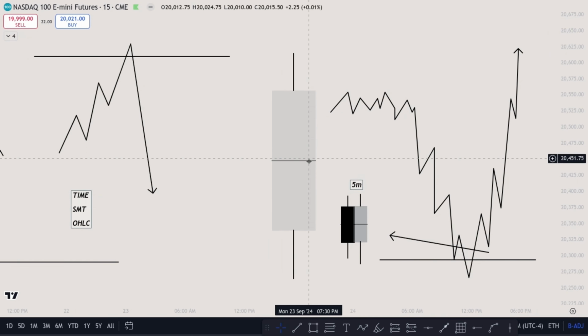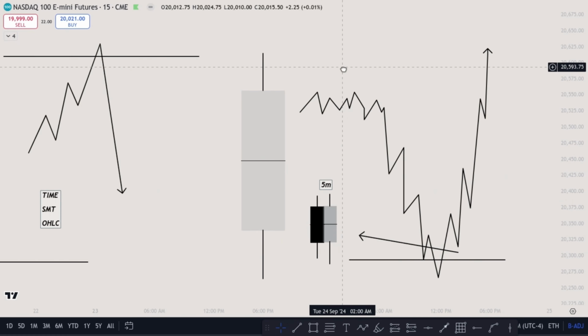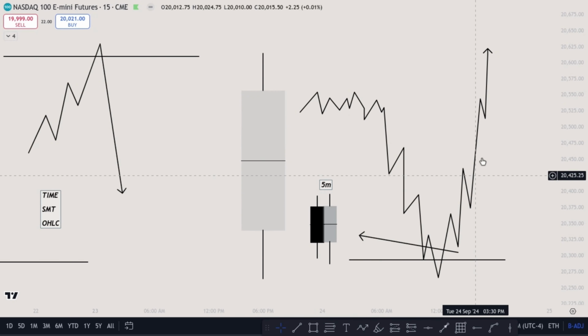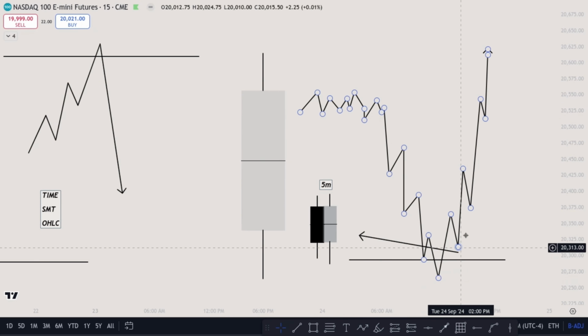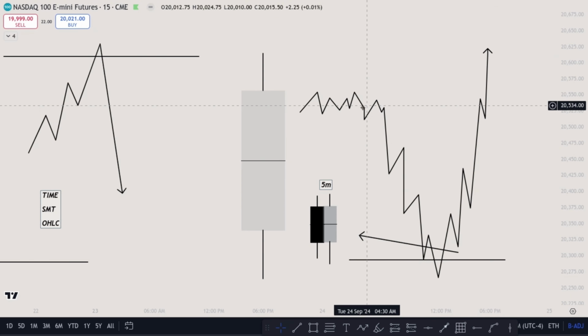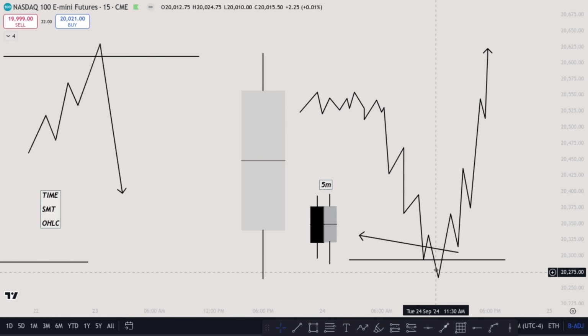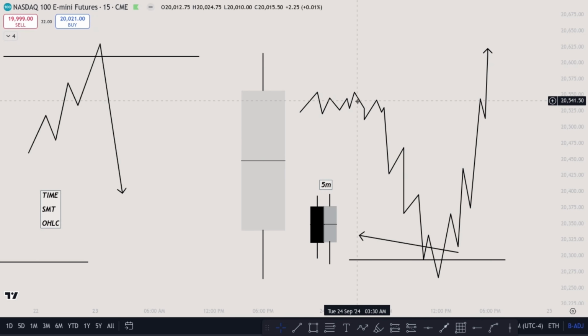This is a daily candle right here. Inside this daily candle, we're going to have market maker buy models and market maker sell models. What does that mean? We're going to have the accumulation, manipulation, and then distribution, the AMD that I was talking about. That would be the sell model, and then the buy model, to take out all the stops that sold right here, and then we'll take out all the stops that bought right here.